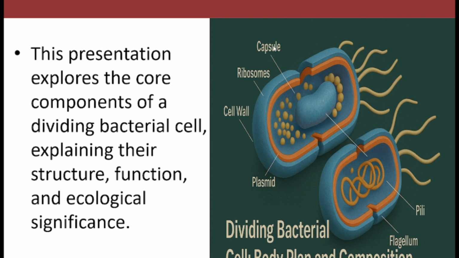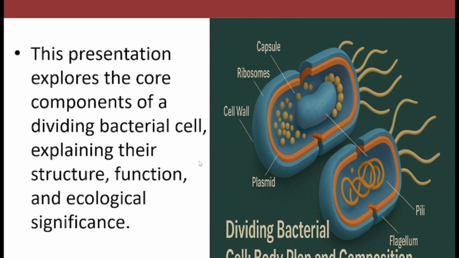So just like I told you, this is the three-dimensional structure of a typical bacterial cell. This is a capsule, this is where ribosomes are located, and here is where we have the cell wall, as well as the pili here. These are pili, and the flagellum as well.